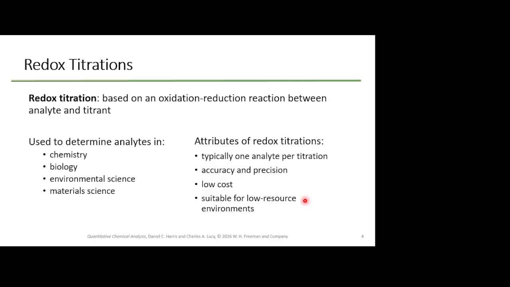These are the major attributes of redox titrations, and so typically one analyte per titration you're going to look at. The accuracy and precision are quite excellent, actually, because we can measure electrical differences very accurately, and you can use very, very low concentrations to get very accurate measurements, right? The cost is extremely low. The biggest cost in a redox titration is time.